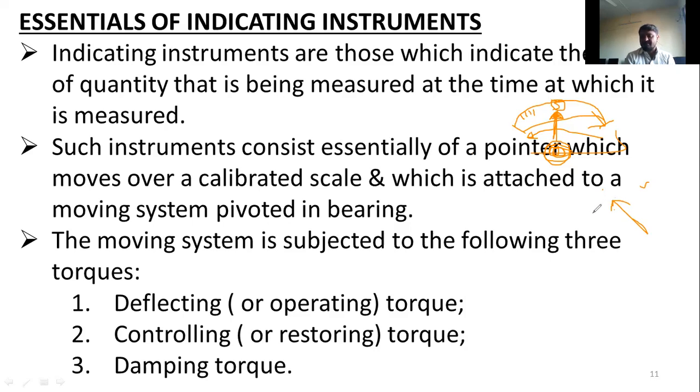I am just taking the example of that one. All the vehicles have speedometers. Nowadays digital speedometers have come, which directly display the value. But previously, all the cars and two-wheelers had analog meters, indicating instruments, with 60, 70, 80, 100, 120, 140 like that. The pointer indicates the speed. Once the vehicle is stopped, it comes back to zero.